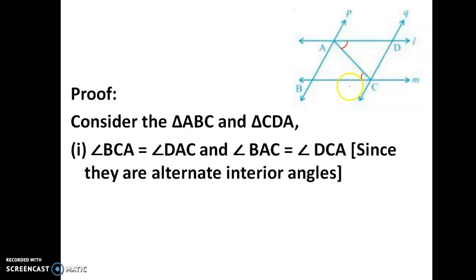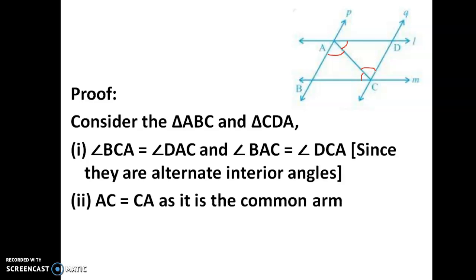Okay, alternate means one is to the right, one is to the left. And it is interior, it is between the two parallel lines. That is why we are telling interior. Alternate interior angles are equal. Okay, you would have learnt in the previous classes. So these alternate interior angles are equal. Same way, angle BAC is equal to angle DCA, this angle. Okay, this is also alternate interior angles. So these angles are equal.